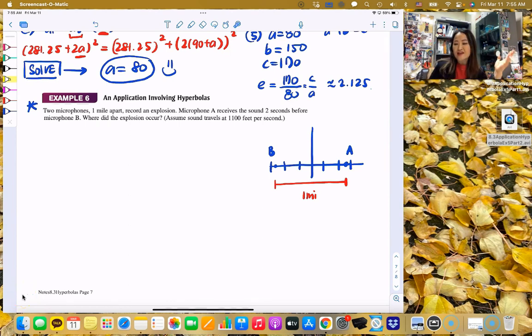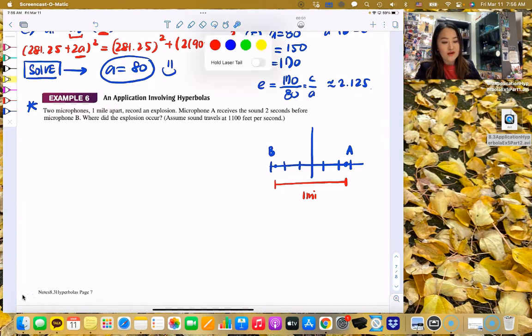Here's another application of a hyperbola. There are two microphones. Microphone one is here, and microphone two is here, and they're 1 mile apart, so I just kind of sketched this. We're always going to assume that the sound originates from the origin.